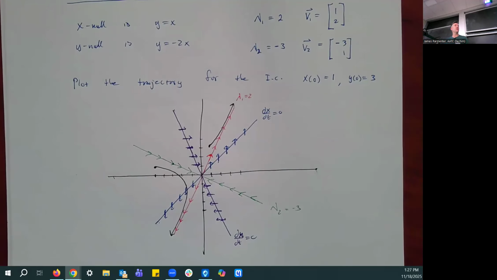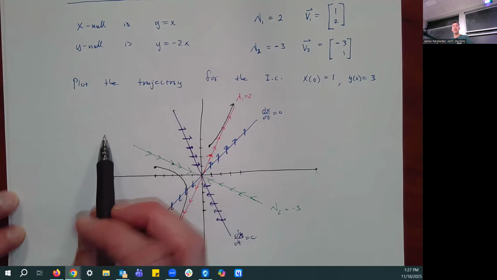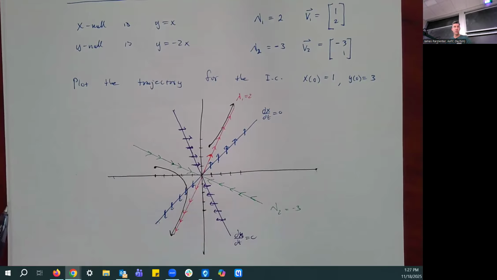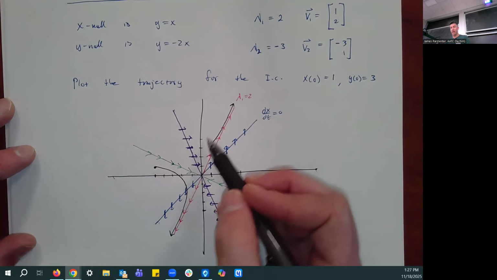So when you have a situation like this where it's a saddle, because one of your eigenvalues is positive and one of your eigenvalues is negative, unless you start off on the eigenline with the negative eigenvalue, you're always going to end up getting closer and closer to the eigenline with the positive eigenvalue.